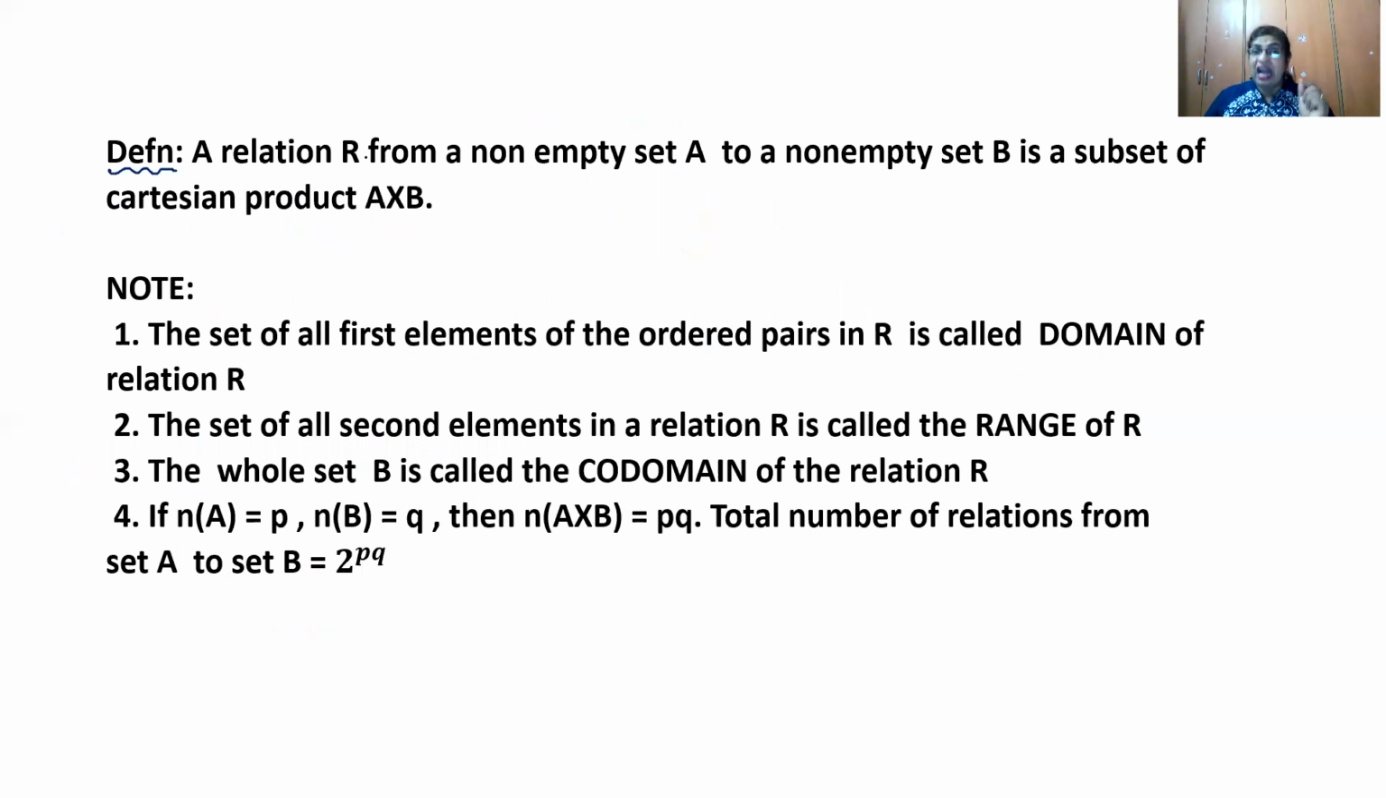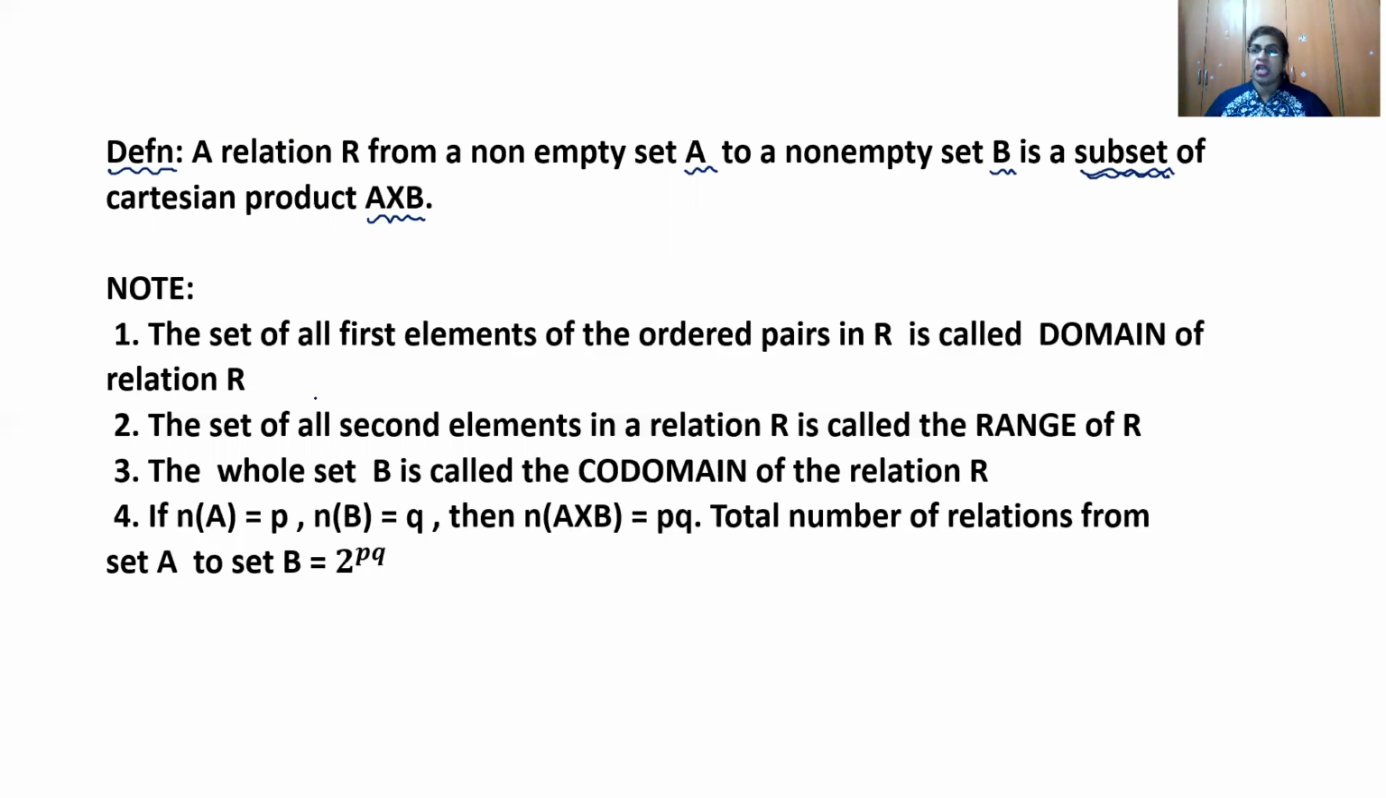A relation R from a non-empty set A to a non-empty set B is a subset. So this understanding is very, very important. Is a subset of whom? Subset of the Cartesian product or the cross product A cross B. Okay, is the definition clear?